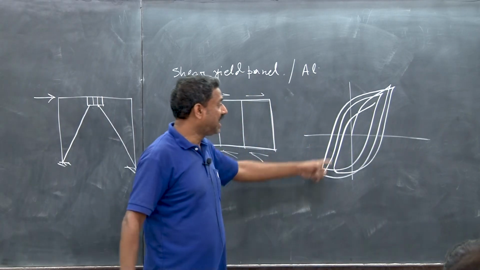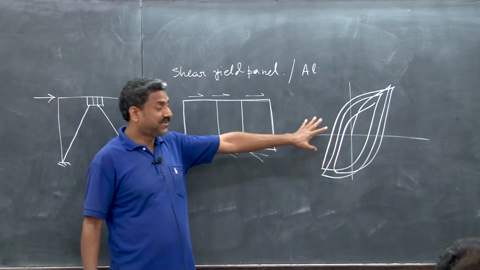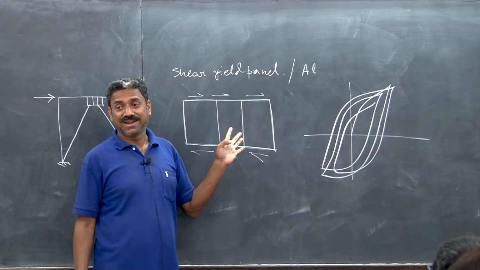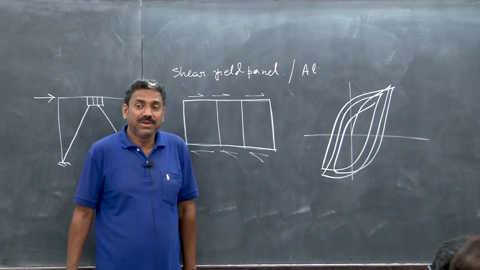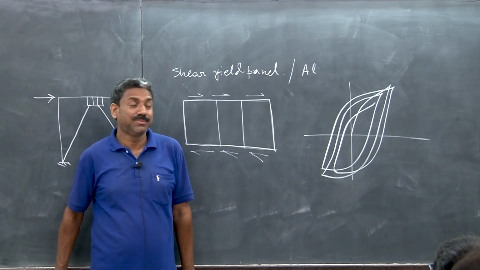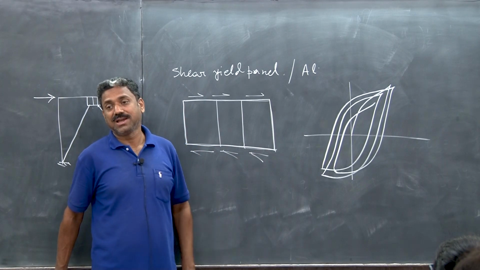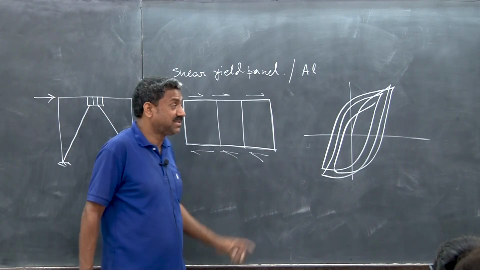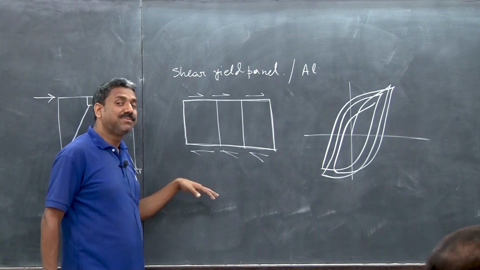Something like that. So the area under the loop, this is the hysteresis loop, that is what you will see there. In each cycle it is dissipating energy. So it basically helps in dissipating the input energy coming from seismic excitation. So it is a control device, a passive control device.